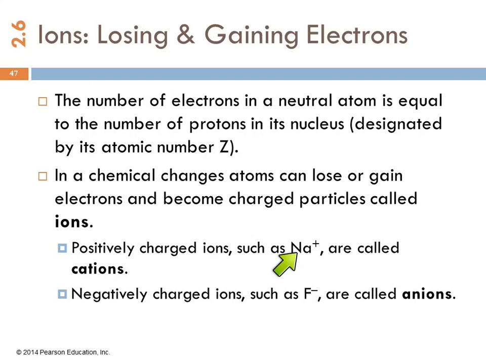Sodium has how many protons? 11. Sodium has 11 protons, and the atom has 11 electrons. If we lose an electron and have 10 electrons, then we've got 11 positives and 10 negatives. And you add that up, and you get plus 1 charge. Okay, cations are positive.